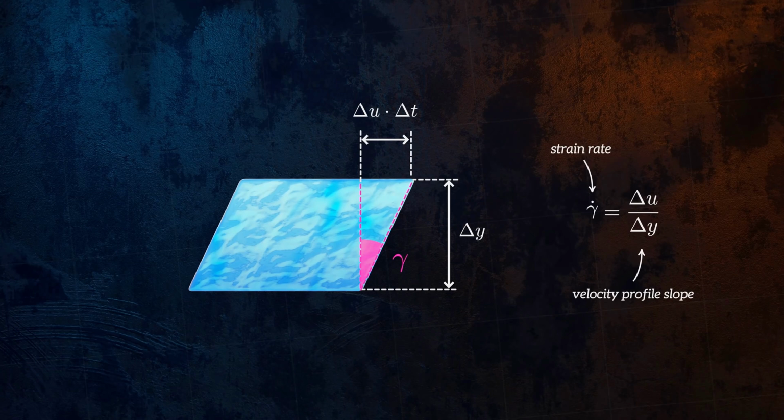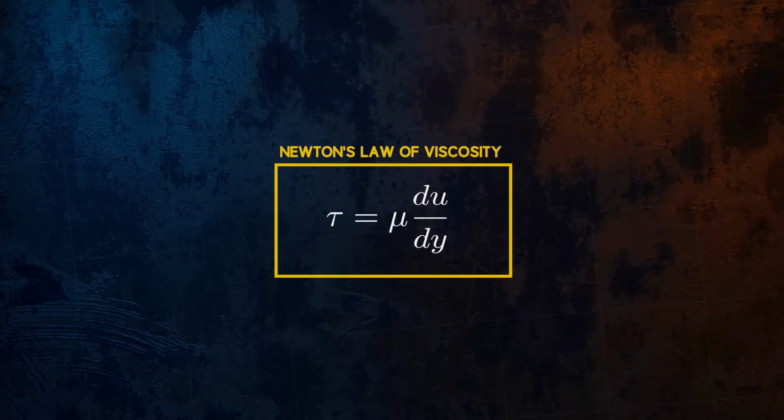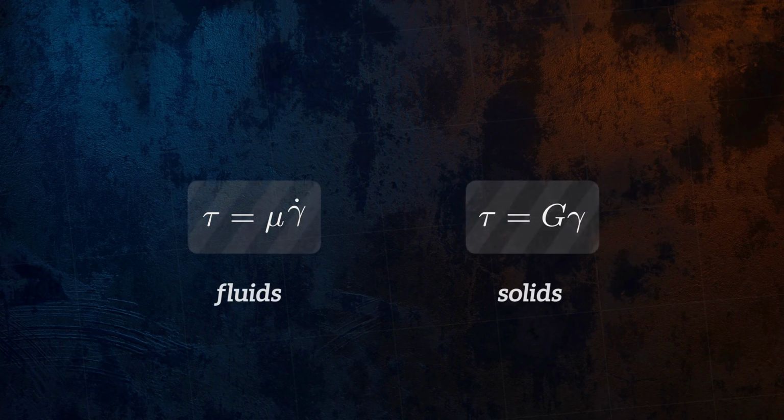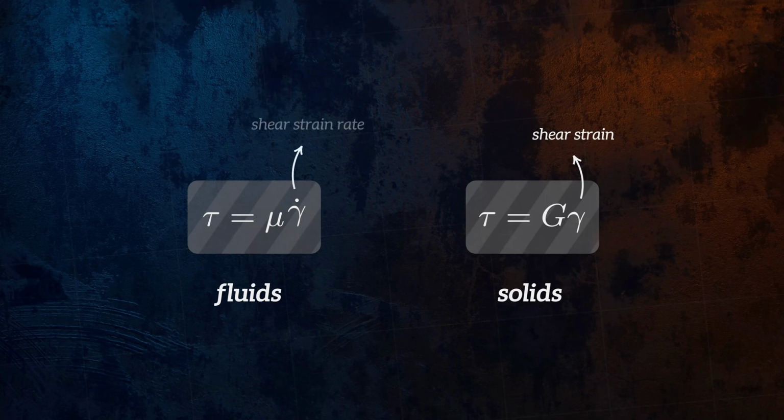So now we can write Newton's law of viscosity in a different form, like this. This looks a lot like Hooke's law for shear that we see in solids, except instead of being a function of the strain, the shear stress is a function of the rate at which the strain is applied. This makes sense if we consider how solids and fluids respond to applied shear forces. Solids respond to a constantly applied shear force with a finite amount of deformation, whereas fluids respond by deforming continuously. They flow for as long as the shear force is applied.